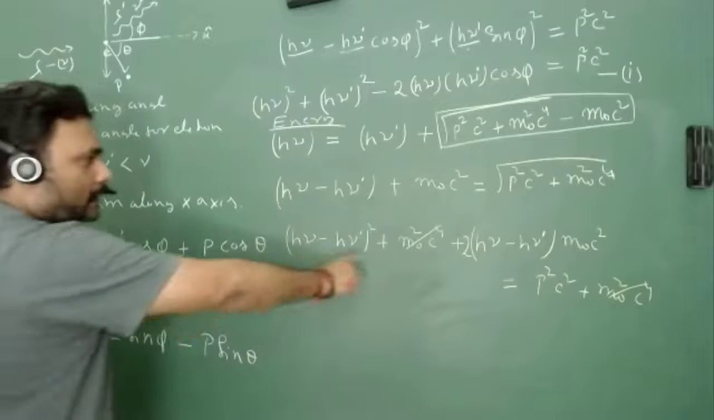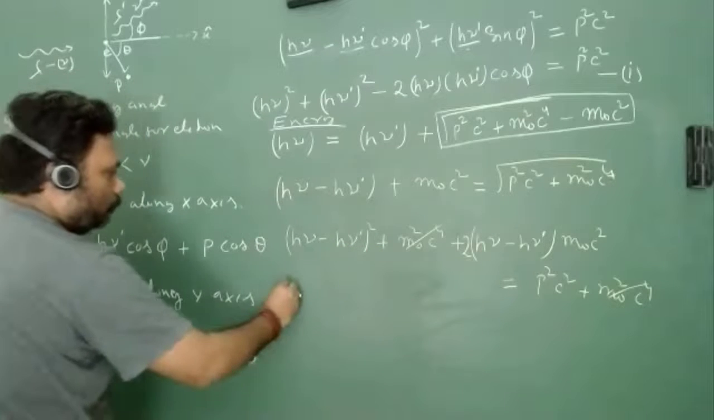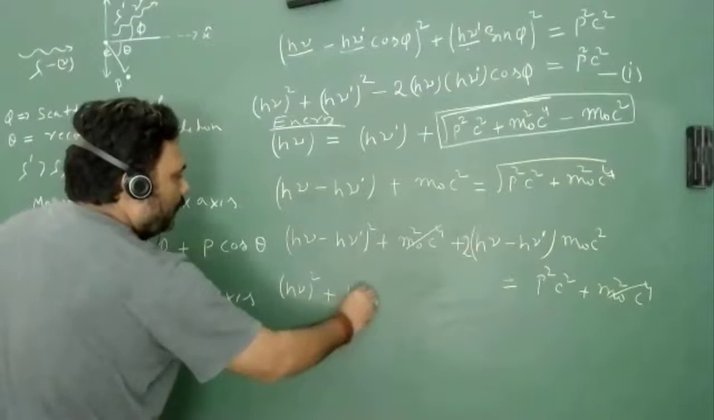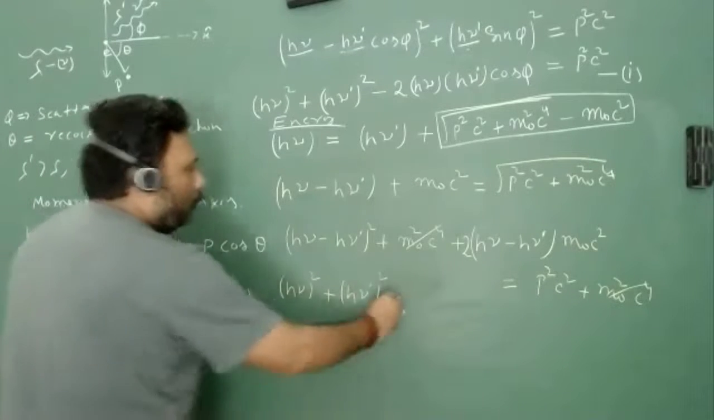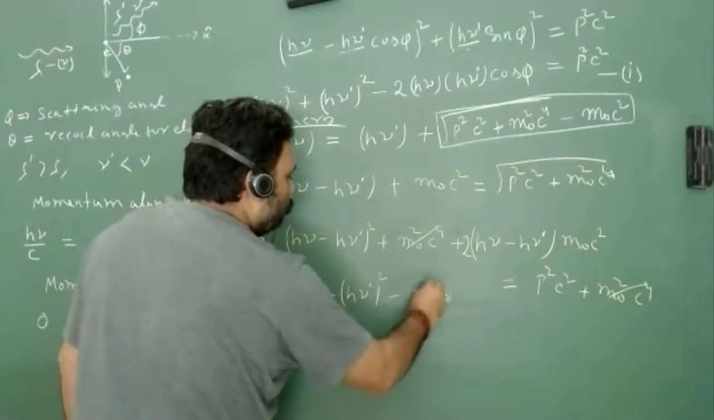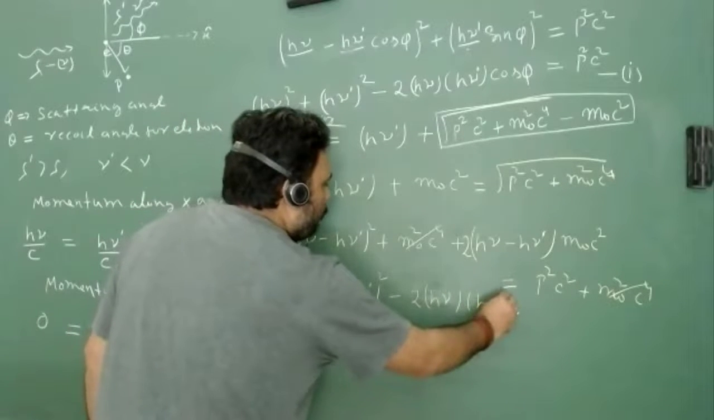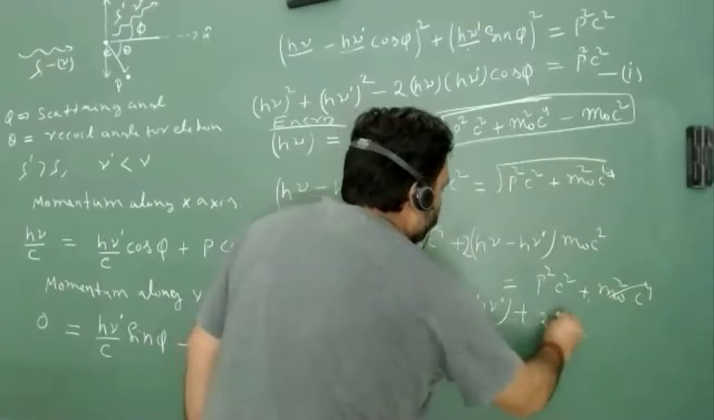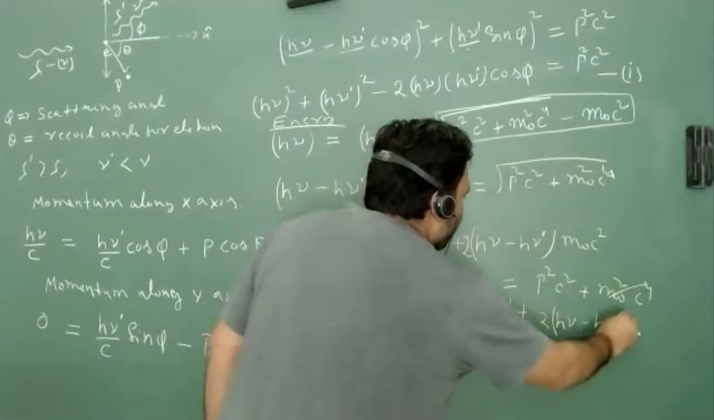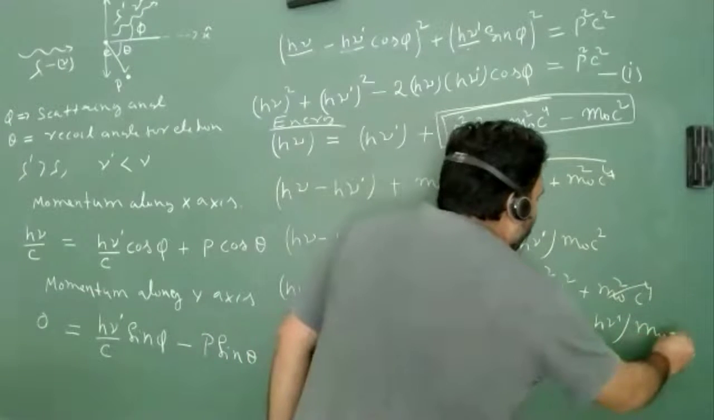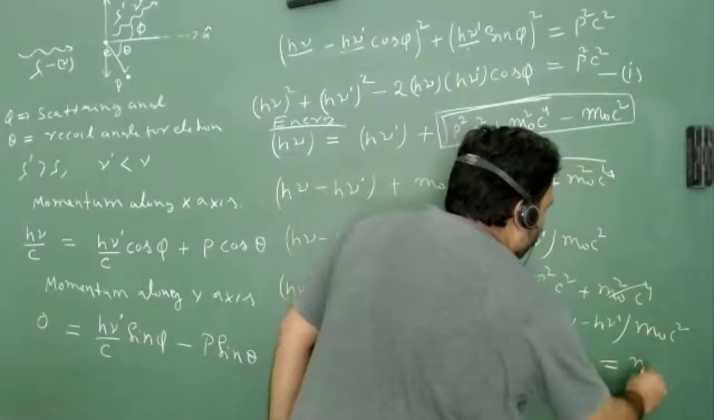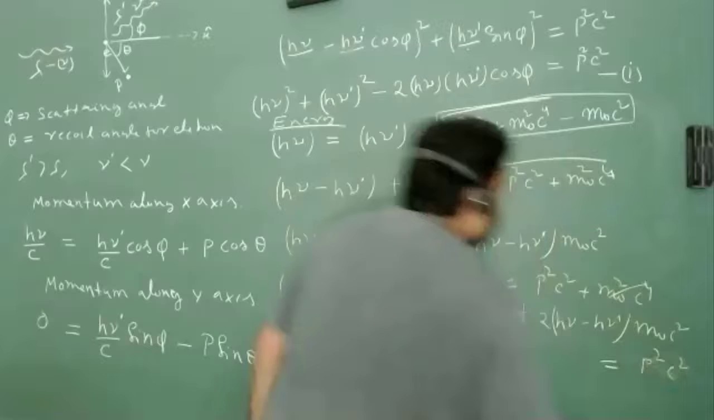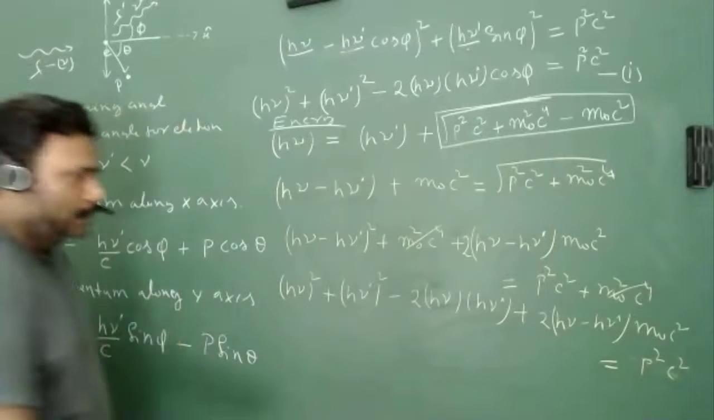So now we can just open it up. What will happen? h nu square plus h nu dash square minus 2 h nu h nu dash plus 2 (h nu minus h nu dash) m naught c square must be equal to p square c square. So you can see what I have done. This is my second equation.